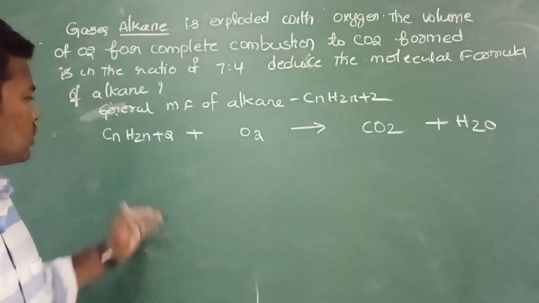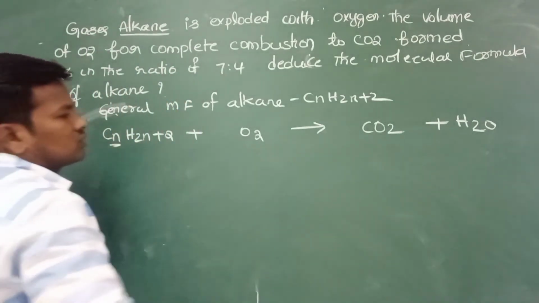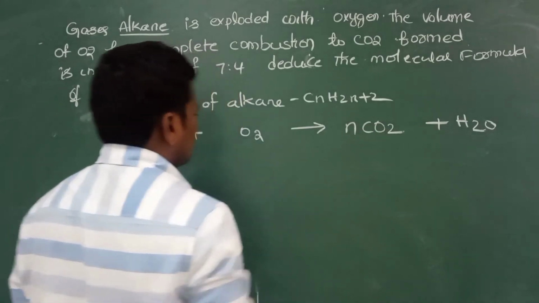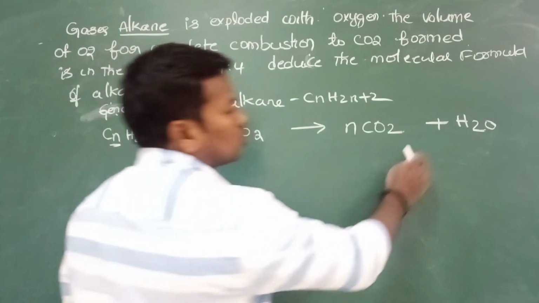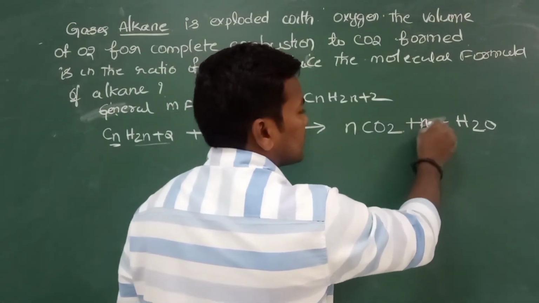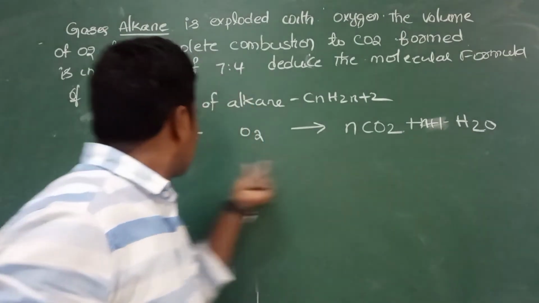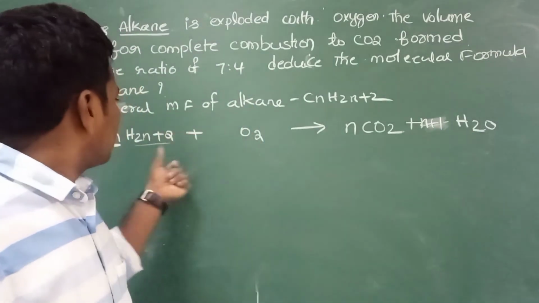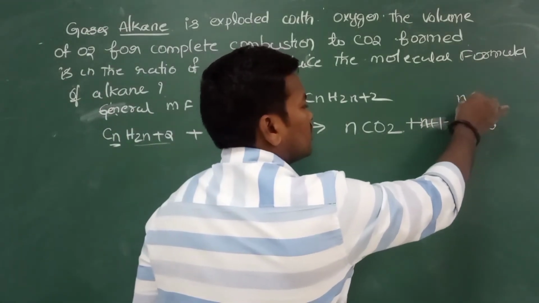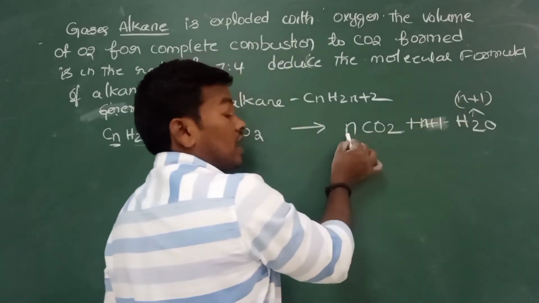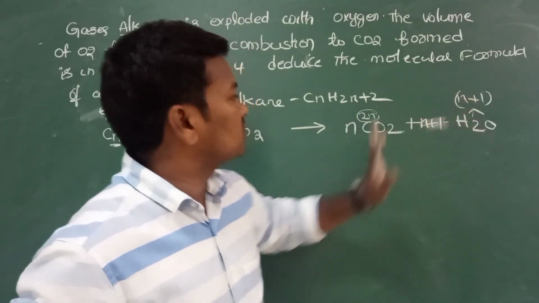So first of all, we have to balance the equation. Here you can see n carbons, and here also n carbons. You can see 2n+2 hydrogens here, and on the other side, n+1 water molecules, because each has 2 hydrogens, giving 2n+2. Here n+1 oxygens and 2n oxygens, so together 3n+1 oxygens.